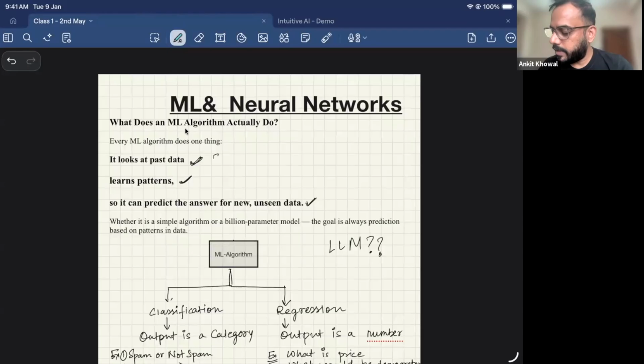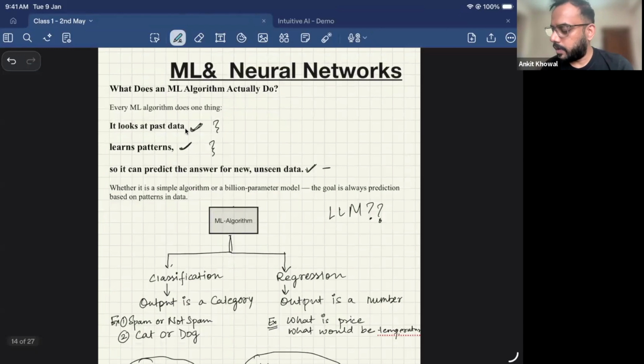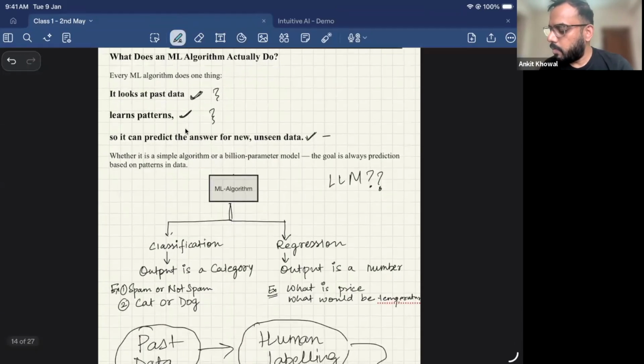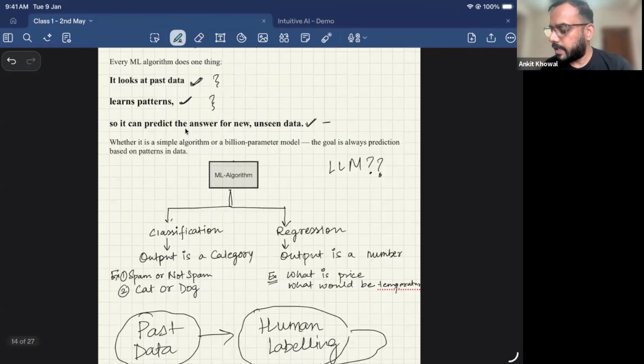It will look at the past data and learn patterns from it. Then once it has learned the patterns, you give it new, unseen data, and it should be able to predict the output for you. So this is overall what a machine learning model does. Now, machine learning algorithms are basically classified into two categories. One is classification and the other one is regression.